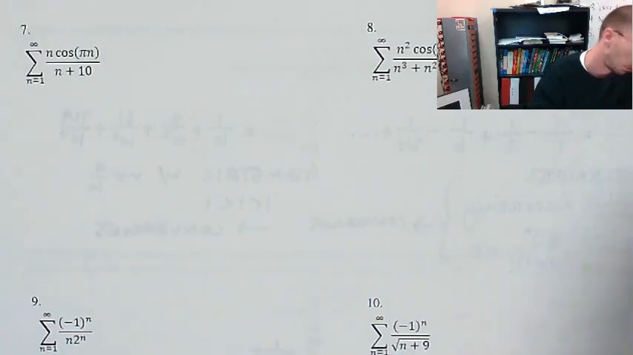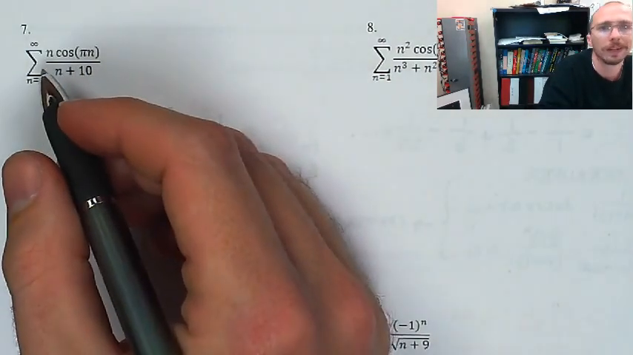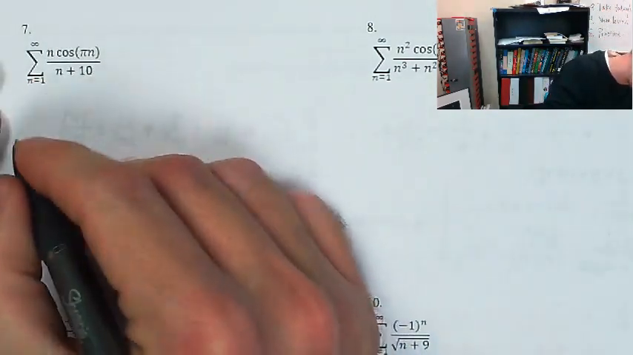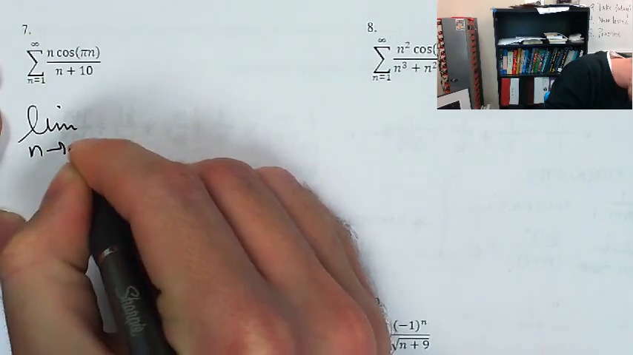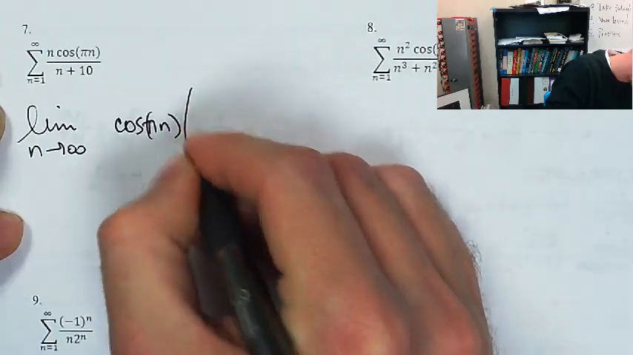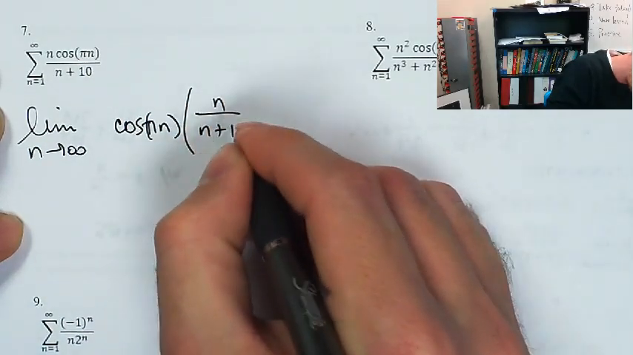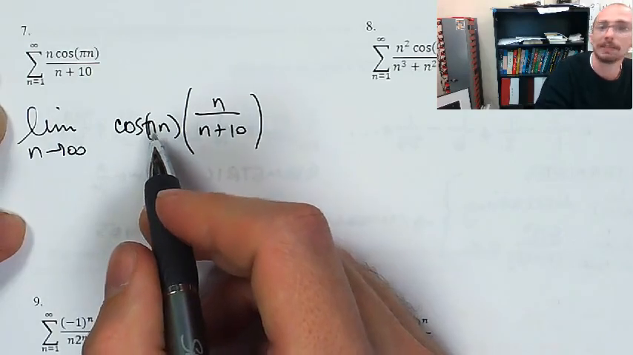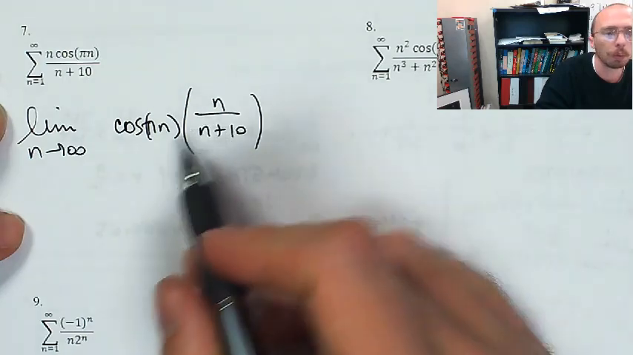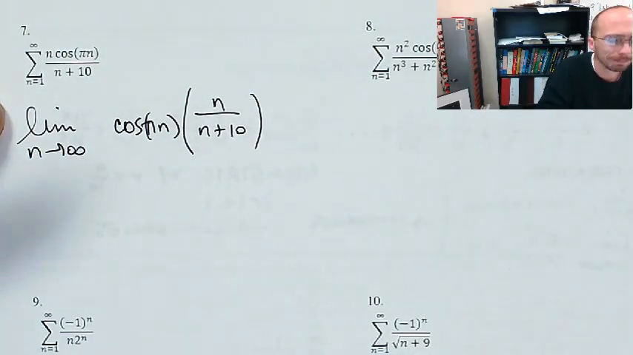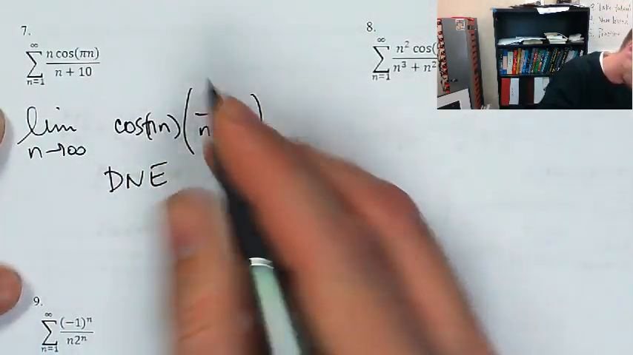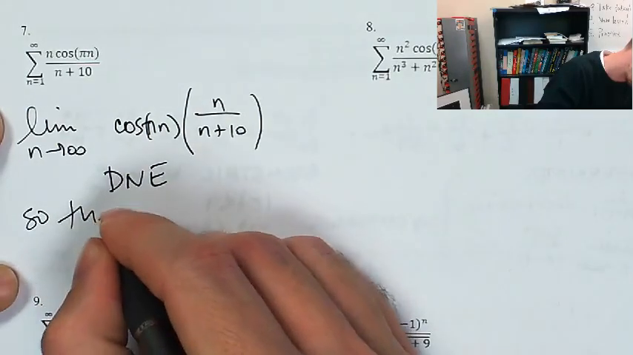All right, here I've got some more. This is the same on top and bottom, so I know that it's not going to be converging. I'm going to try to use the divergence test here. I'm going to say the limit as n approaches infinity. I'm going to factor out the cosine pi n into the front, multiplied by n over n plus 10. Well, cosine of pi n doesn't have a limit as n approaches infinity. It's just going back and forth from -1 to 1, right? And then this is getting closer and closer to 1, so the limit does not exist. And it's certainly not equal to 0. So the series diverges.